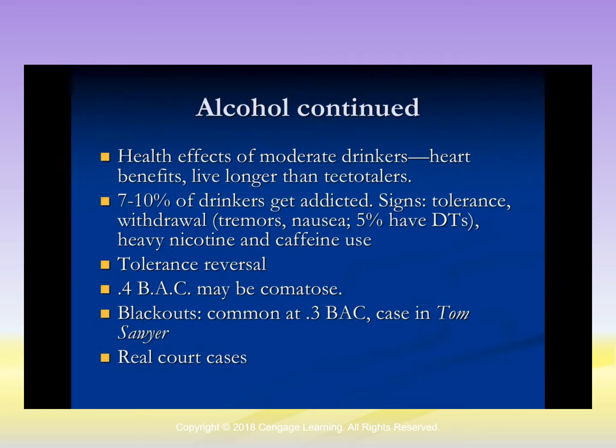Tom Sawyer is certainly not an innocent child's novel. There were a lot of drunkenness and a lot of things going on in that novel. And if you've read it or remember, there were clear depictions of blackouts and what that looks like. And it's common at a 0.3. Now, blacking out is not the same thing as passing out.